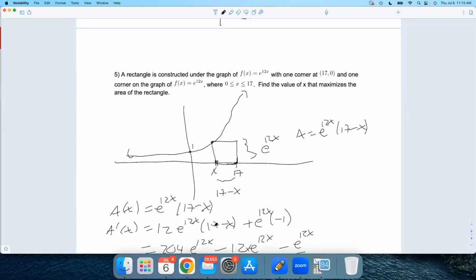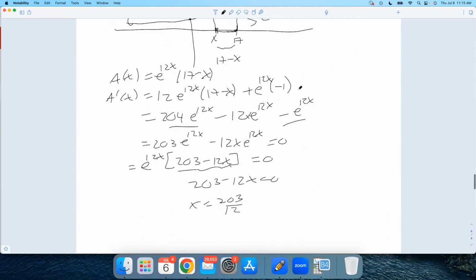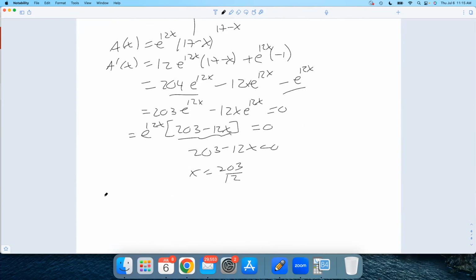Okay, then let's find the maximum area. So the question only asks for the value of x. We're done. That's the answer. Like, that's it. That's the whole problem. But just for fun, it's all right here. For fun, let's find the maximum area. That was my answer.